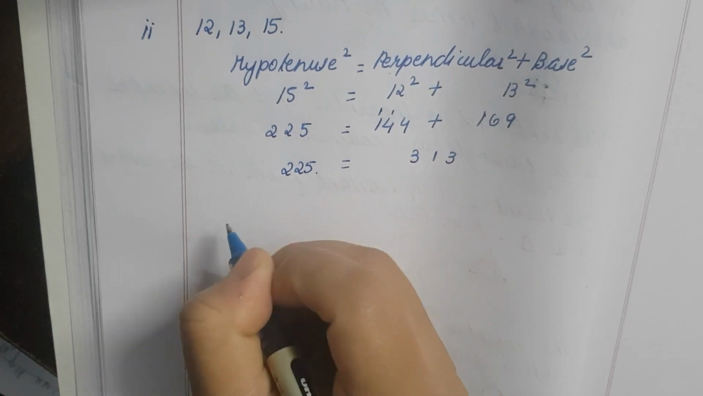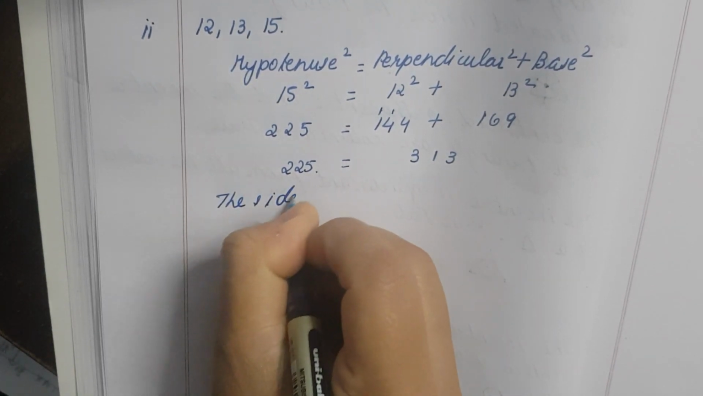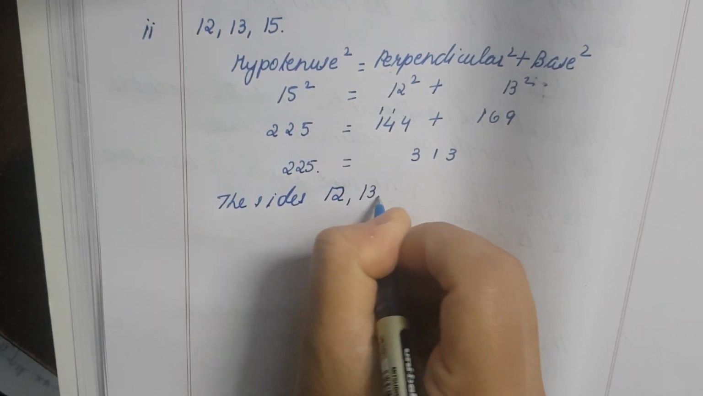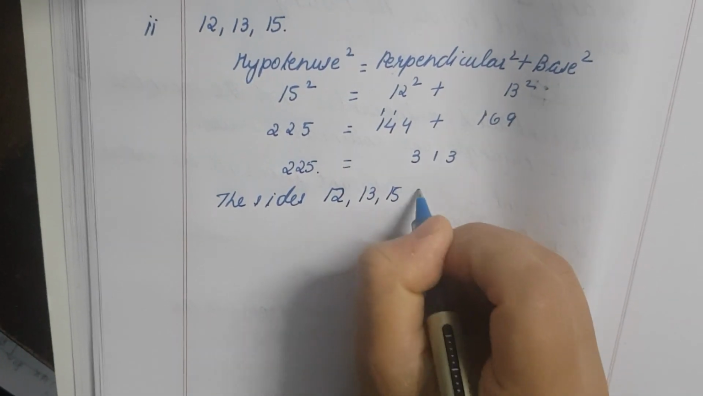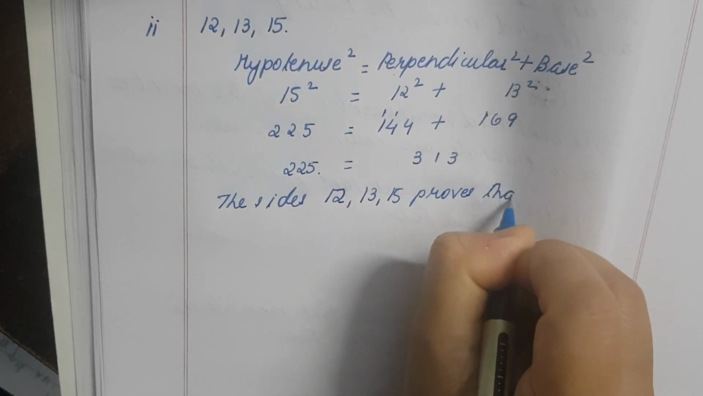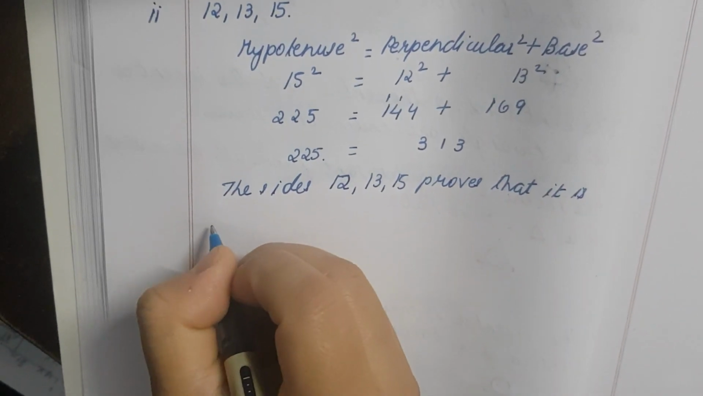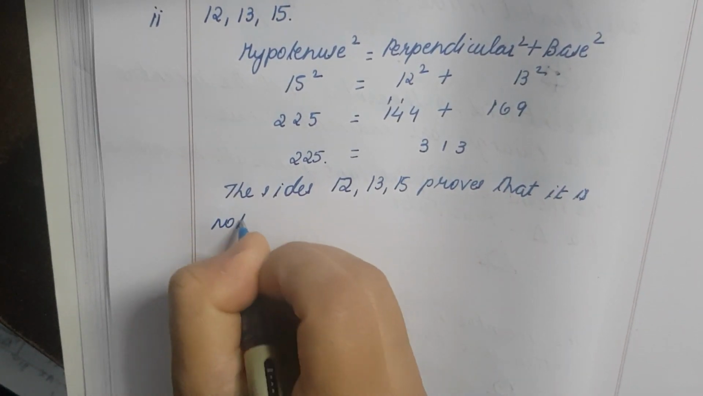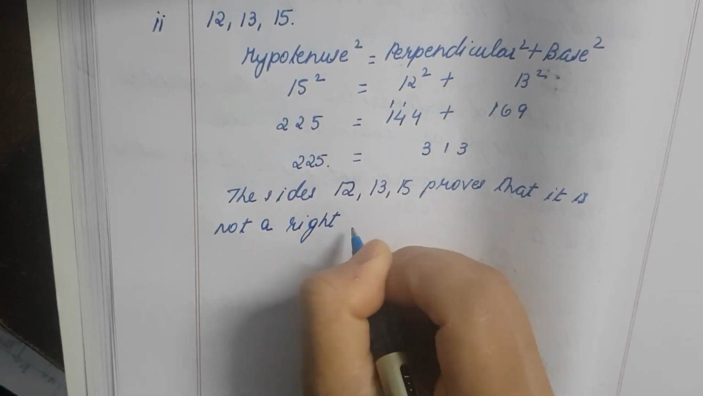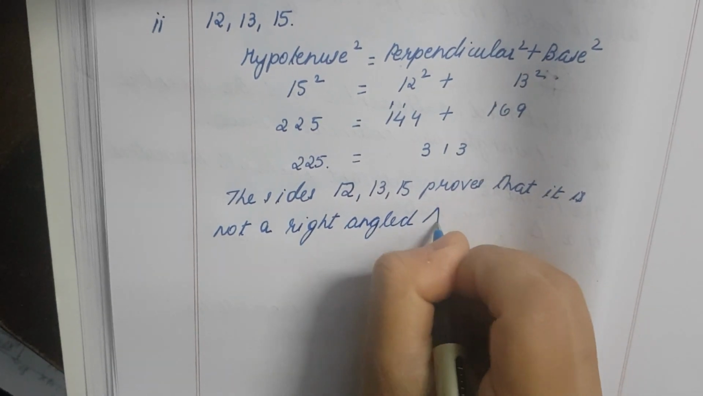Okay, so the sides 12, 13, 15 prove that it is not a right angled triangle.